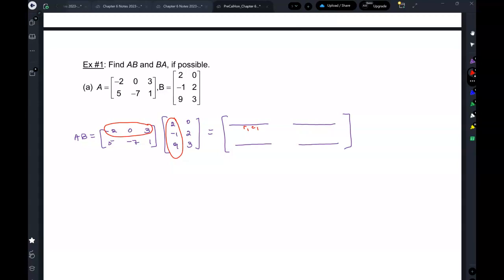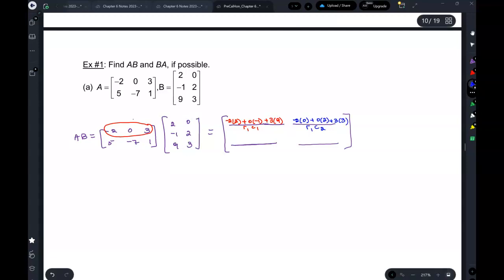So negative 2 times 2 plus 0 times negative 1 plus 3 times 9. All right? Okay, then you take another one. All right? So now I want to do the one right next to it. So this is row 1, column 2. That means I take row 1 with column 2. And I do the same thing. Negative 2 times 0 plus 0 times 2 plus 3 times 3.